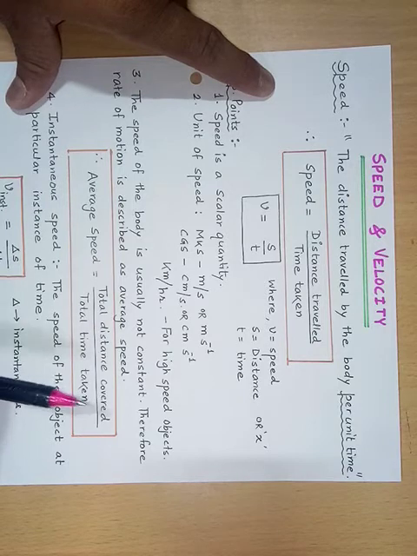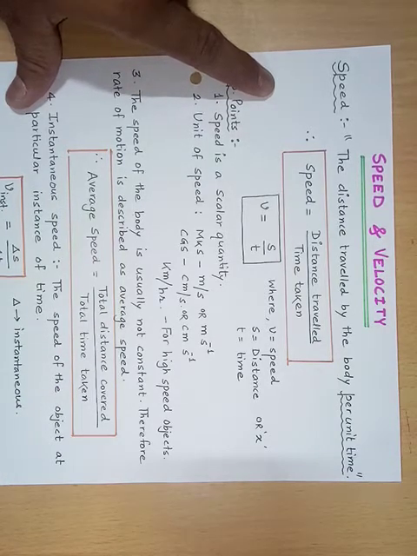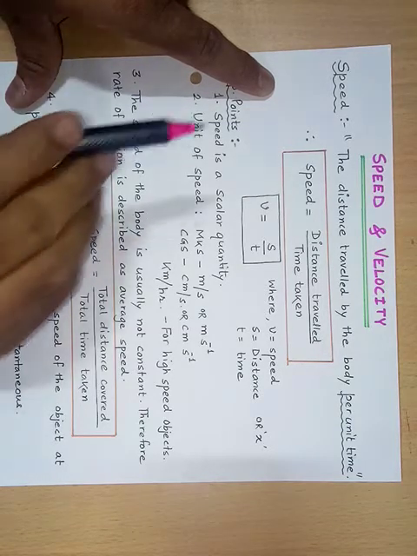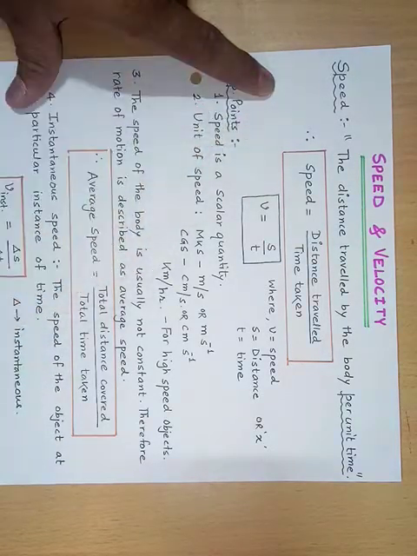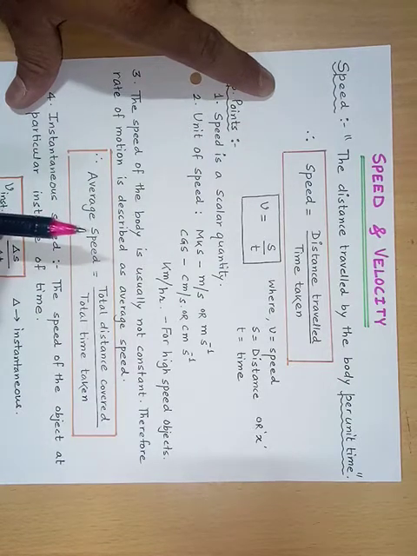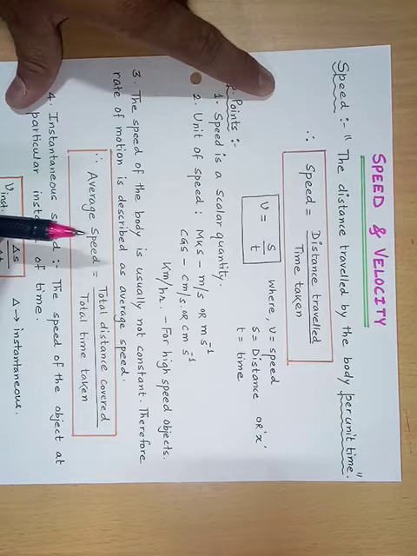When the motion of different objects is considered, different objects travel with different speeds. Some objects require less time to cover a distance. For some objects it takes more time to travel that same distance.